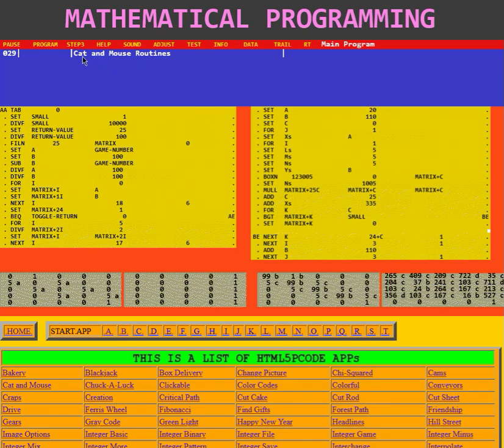This is the video for the cat and mouse routines. Over on the left we have one routine, and over on the right we have another routine. We'll start with the one on the left. It sets the value of small to 1, divides it by 10,000.